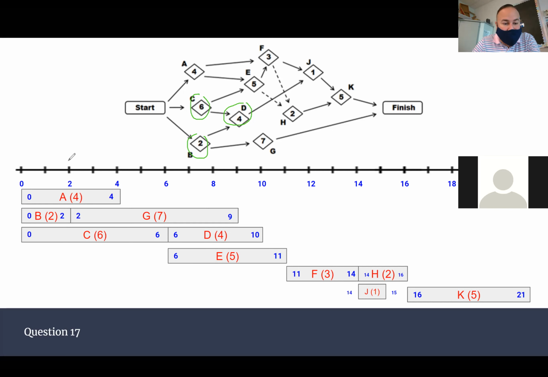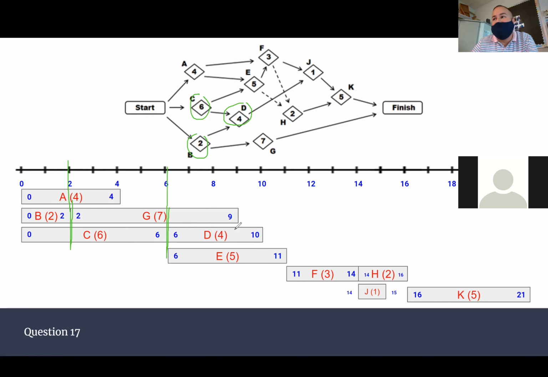We can see from our timeline that we created on Wednesday that B finishes after 2 weeks, because it only takes 2 weeks. But C finishes after 6 weeks. So after 6 weeks, then D can start. Even though B finishes earlier, D cannot start until both of them are done. So D will not start until week 6 when C finishes.